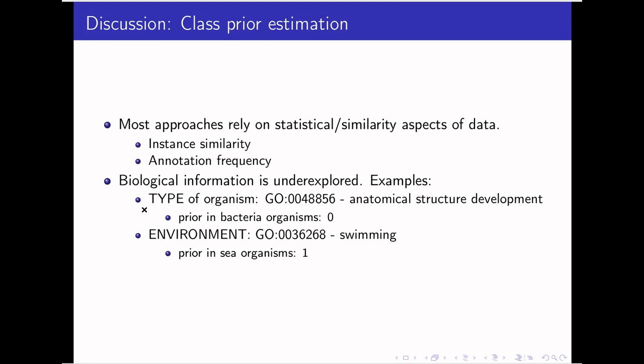For example, we could incorporate the type of organism in the class prior estimation, because if we have functions like anatomical structure development and we are predicting for bacteria, then the prior for this specific function will be 0. Or another example, we could take the environment in which the organism was found as a source of class priors. Because if we are using this function, for example, swimming, and we are predicting for functions of organisms in the sea, then the prior will be 1. So there is this type of information that can be included for potential future work.